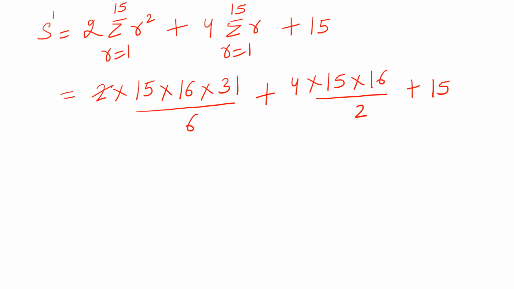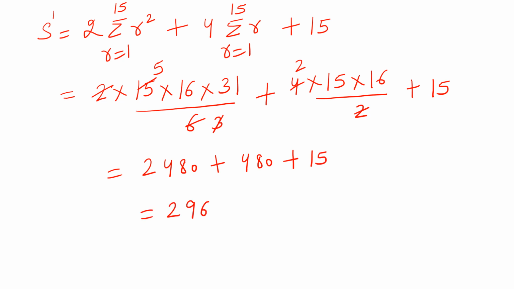Now just do the calculations. It becomes 2480 plus 480 plus 15. So this is 2960 plus 15. And finally it is 2975. So that means option B is the correct one.